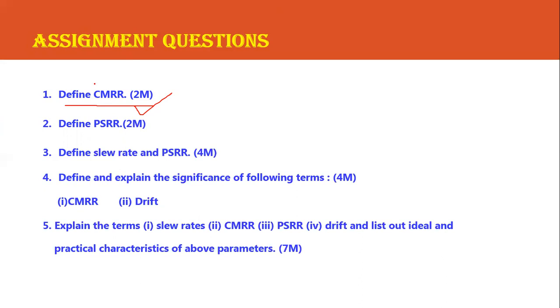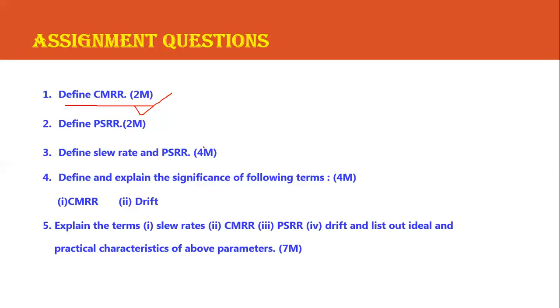Next, the same kind of definition for PSRR. First we have to expand it, power supply rejection ratio, and write the definition for power supply rejection ratio. You will gain marks if you write the typical values. Ideally the PSRR will be equal to 0, and practically also it is a very small value, as we have mentioned earlier.